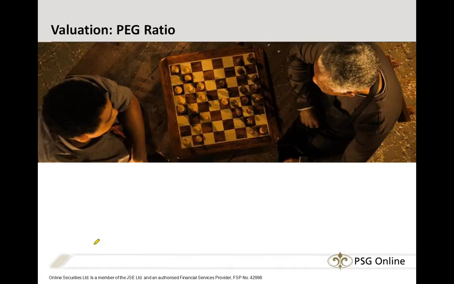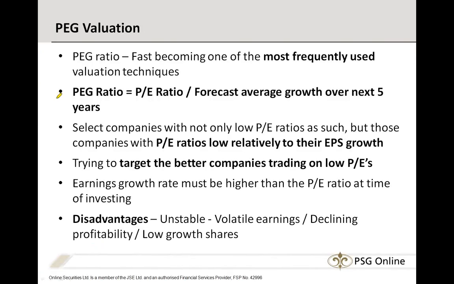So let's talk about the PEG ratio. It's fast becoming the most frequently used valuation technique. The PEG ratio, as I say, is the PE relative to its growth: the PE ratio divided by the forecast average growth over the next 5 years. So our focus is not only selecting companies on a low PE ratio, but looking for companies that have a PE ratio that's low relative to its earnings growth. So we're targeting better companies on low PE ratios. As long as the earnings growth is higher than the PE ratio at the time of investing, that's the kind of thing you're looking at.